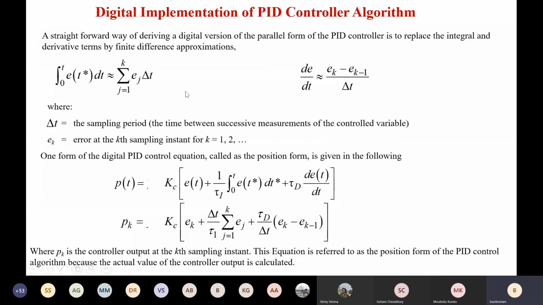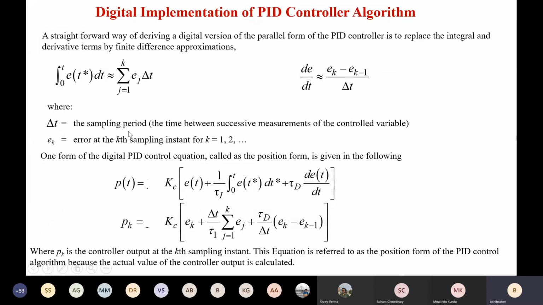So simply this e(t) dt, the corresponding discretization will be e_j times delta t, where j equals 1 to k for k samples, k number of samples. Similarly, if I want to write the derivative form dE/dt, then at the kth instant the value is e_k, and just before that, at the (k minus 1) instant, the error is e_(k minus 1). So the difference, e_k minus e_(k minus 1) divided by delta t, right? That is the discretization form of the derivative, and this is the integration.